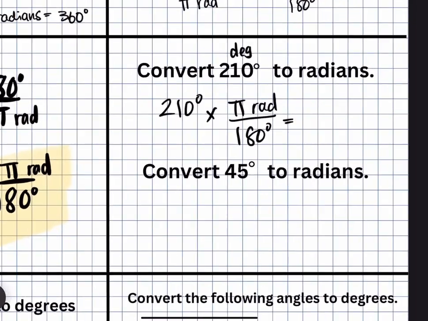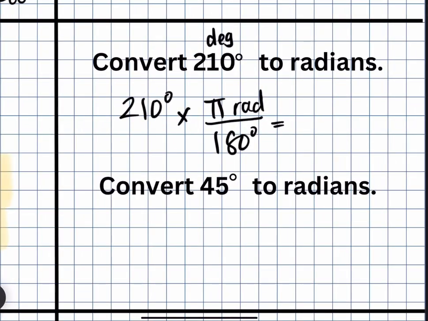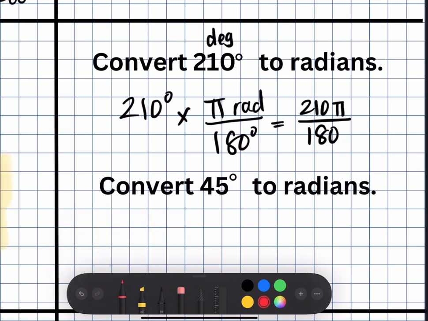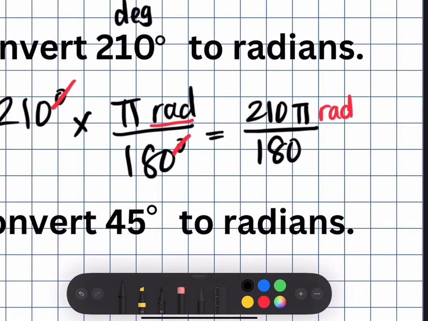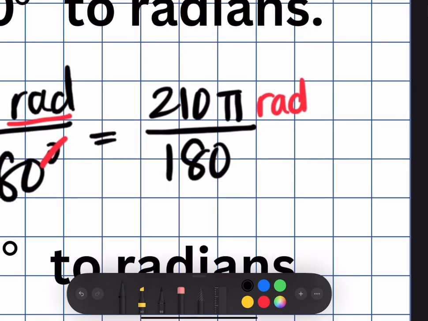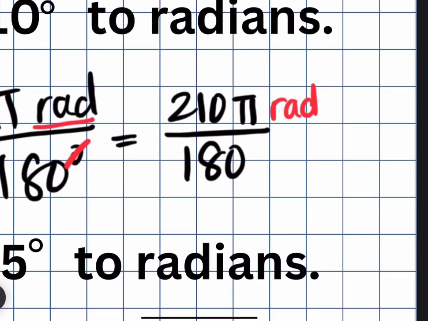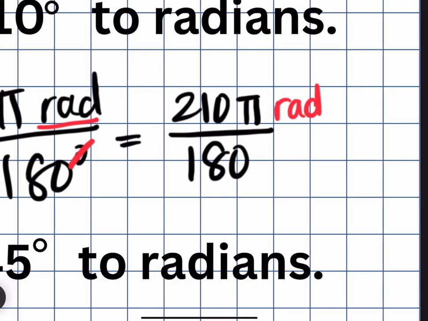Okay. Now if I do this, I'm going to go ahead and multiply across here. I'm going to get 210 times pi over 180. And what's cool is that because I have degrees on the top and degrees on the bottom, my degree sign cancels and I'm left with radians. So I now have radians. However, I need to simplify. So 210 and 180 can both be divided by 30.